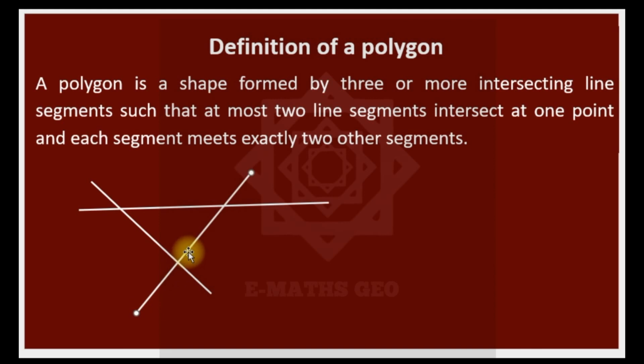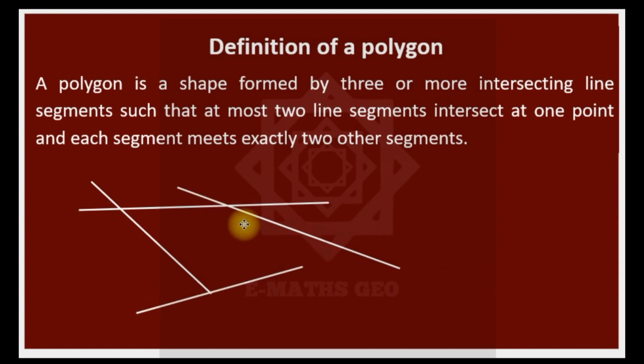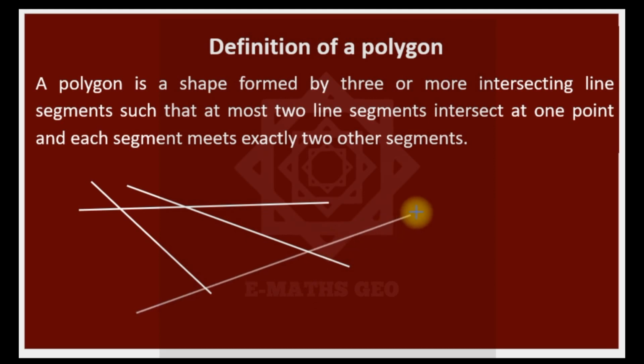Okay, look at this. This is not a polygon because at this point, three line segments meet at a point. But from the definition, they told us it must be only two at every intersection. But we have three. So this is not a polygon. And maybe let me form another polygon. This is a polygon, yes, because at every intersection we have only two line segments.